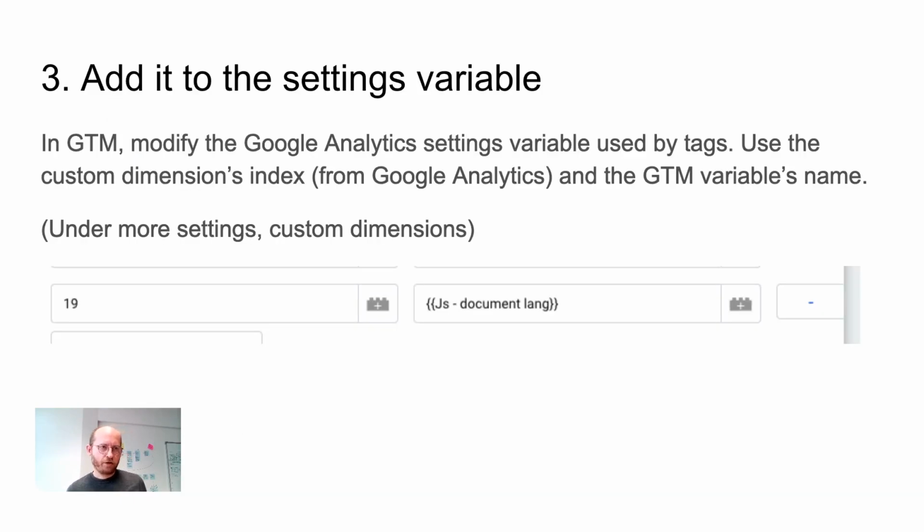Next, you need to add the fresh custom function to your GA settings variable, modify the Google Analytics settings variable, use here the custom dimensions index, the one you used in Google Analytics, and give it a value based on the GTM variable just created, in this case JS like JavaScript document lang. And now after you publish this container, you would have the document language as custom dimension number 19.